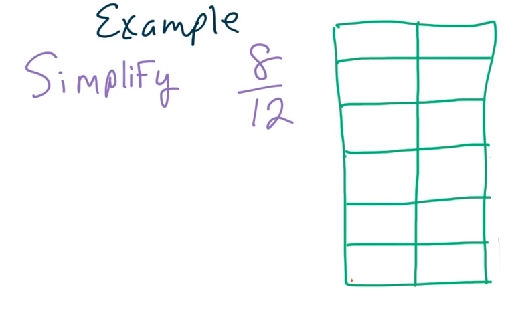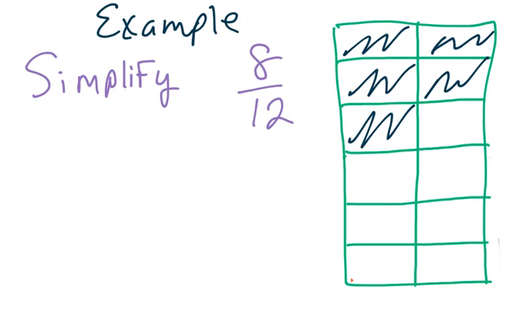So the thing is, we're going to try to simplify 8/12. So the first thing I'm going to do is shade in my 8/12. 1, 2, 3, 4, 5, 6, 7, 8. Now remember what we were talking about at first, that when we simplify fractions, we want to reduce it or simplify it to where the only common factor they have is 1. No other numbers other than that.